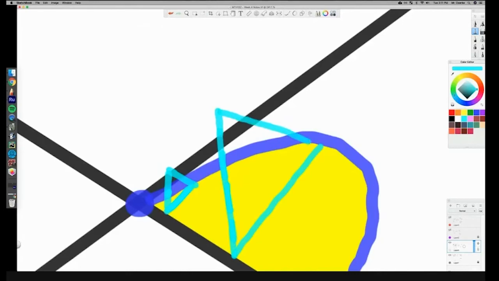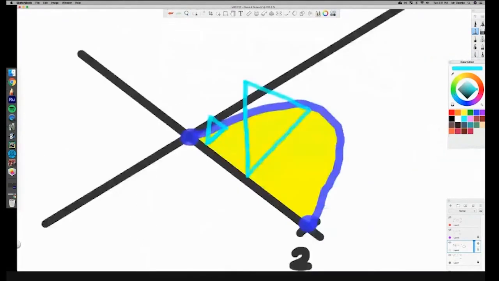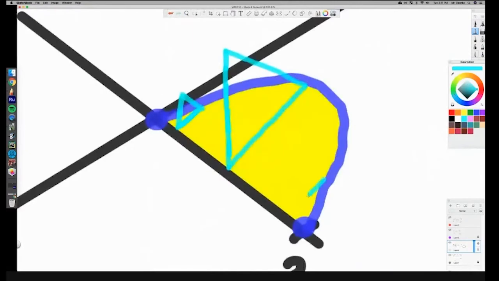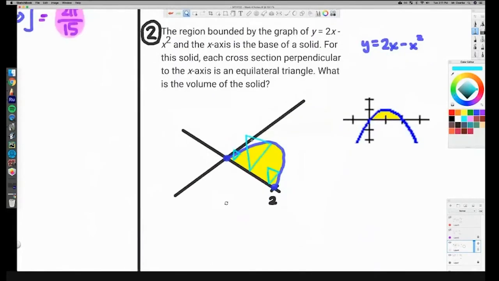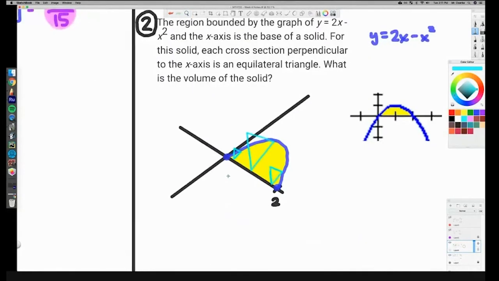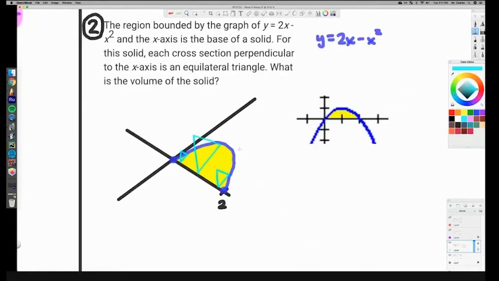Here. And then I'm just going to make a smaller one because they're easier to make. Okay, so you end up with something like that. Well, we know the base, which is the function. How do we find the height?